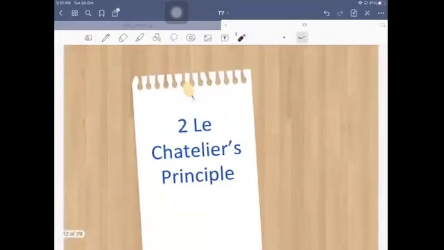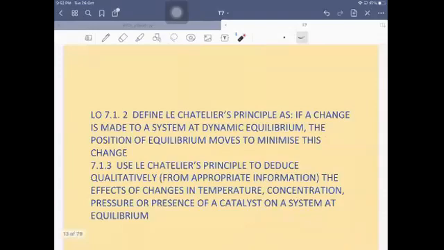Next, we are going to look at Le Chatelier's principle. I am sure that you have heard of Le Chatelier's principle already, so I will go through this quickly, but at the same time, I also don't want you to not understand it. It is important for you to understand Le Chatelier's principle because you need this for this topic, right? You have to define Le Chatelier's principle, and then you have to use it to deduce qualitatively the effects of changing temperature, concentration, pressure, or adding catalyst to a system at equilibrium.